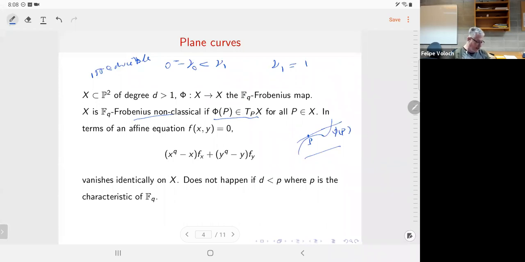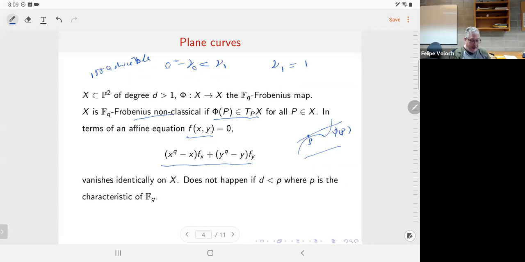And the nice thing about it, and that's why I titled my talk Counting Tangents, is you can count exactly how many points satisfy this, with multiplicities. So how do we do that? We write down this other polynomial here. We start with an equation, say an affine equation f(x,y) = 0 for the curve X. And we write this other polynomial, (x^q - x) times the partial f/partial x plus (y^q - y) times partial f/partial y. And so this is a polynomial.